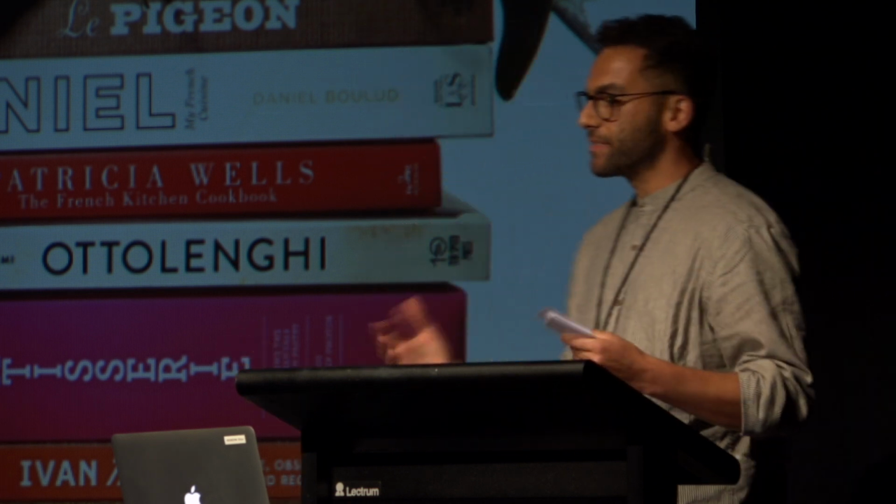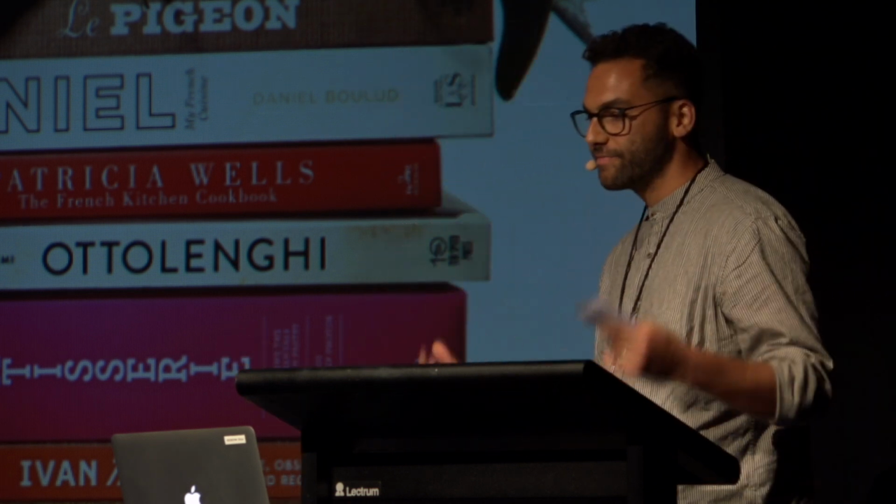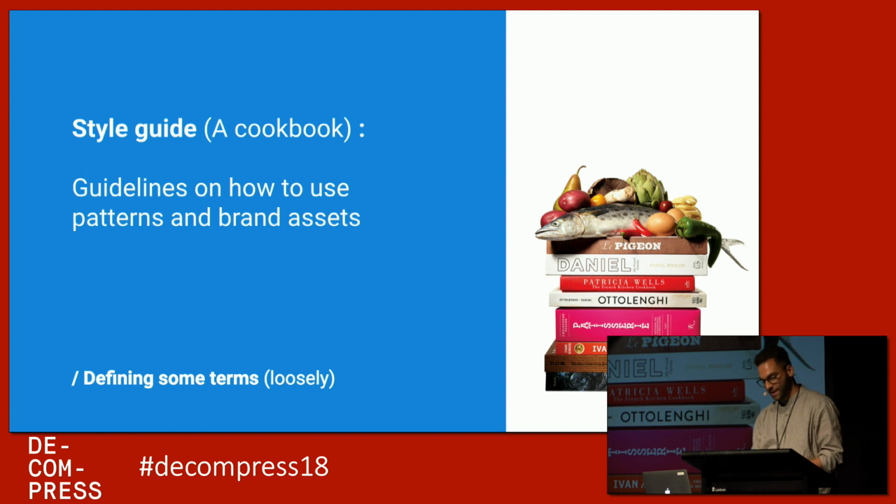And a style guide. I'm thinking of this today as the cookbook, so the place where these things live. It might be documentation on your patterns and brand assets, a few different things. So the web component library might be part of that, and there might be other things there too. So this could be a well-written cookbook.